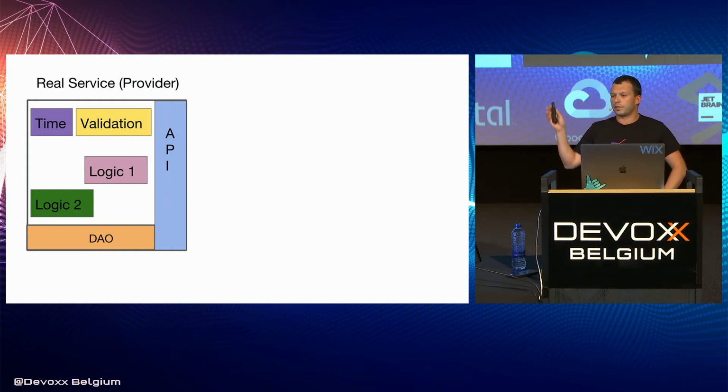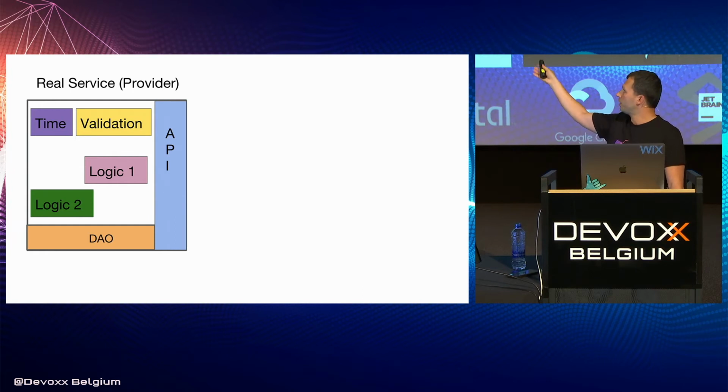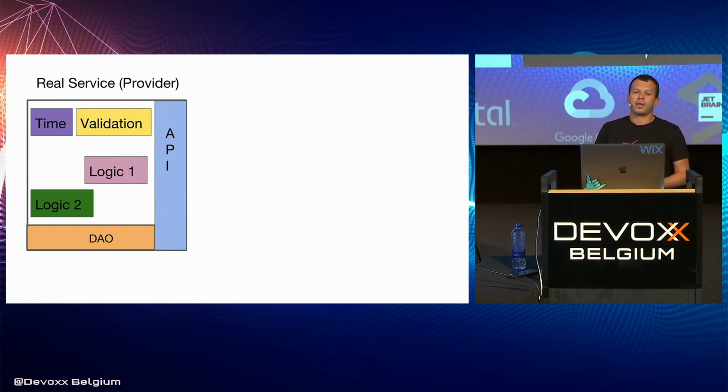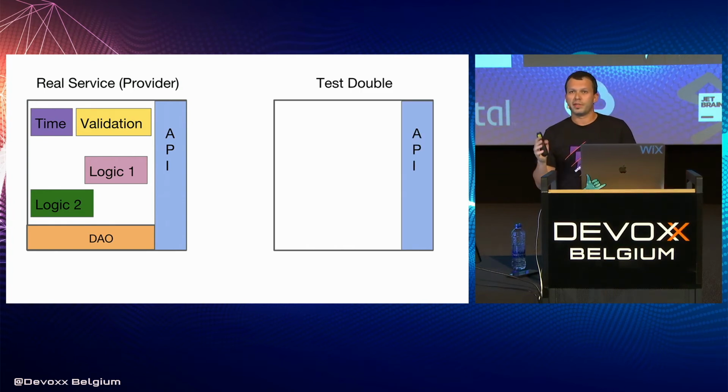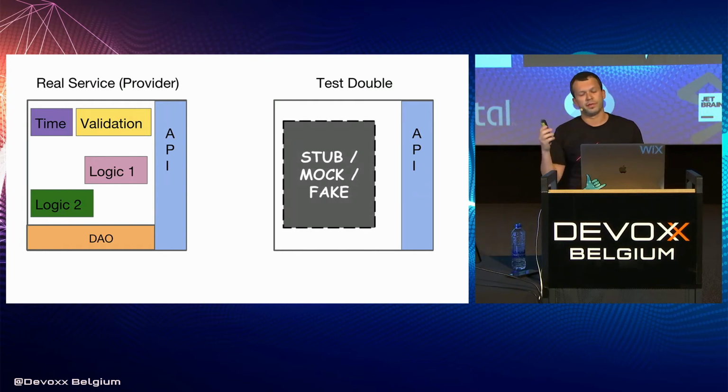So let's say this is the real server, in our case, the user server. It has an API, logic, validation, DAO, whatever. So in the fake server, we must have the API layer, the same API layer. But instead of the implementation, we'll have stubs or mocks or fakes.